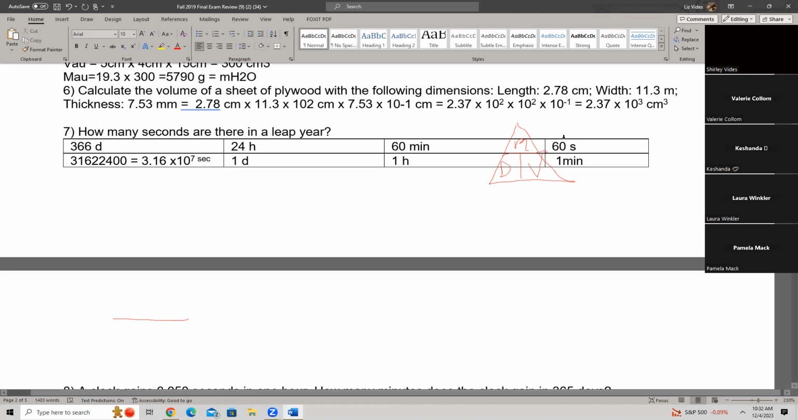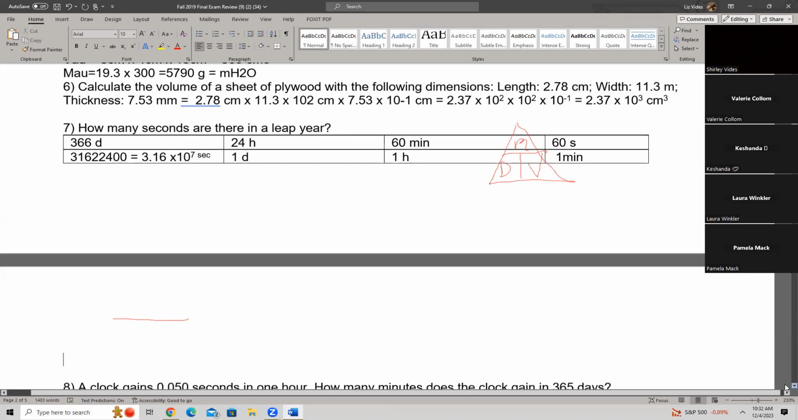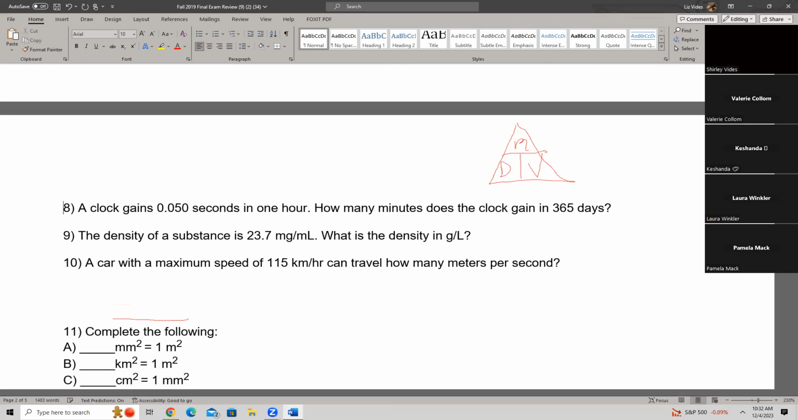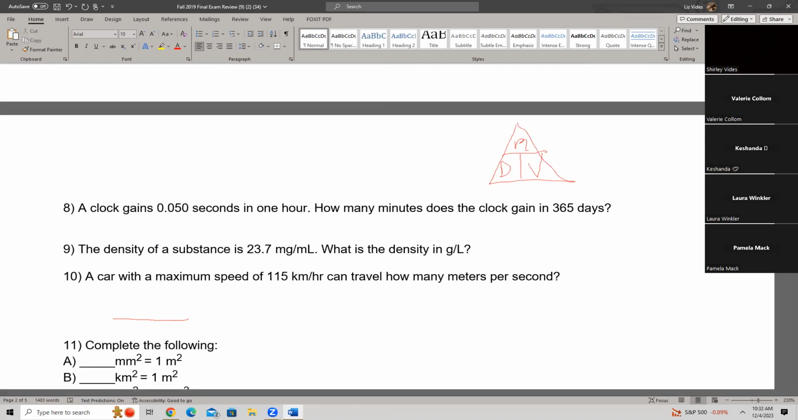Yes. Okay, so the next one's not gonna be so easy because it's a very weird question, but it's really neat at the same time. You notice it says a clock gains this many seconds in 1 hour. How many minutes does the clock gain in 365 days? So, okay, 365 days is where we want to go. And we need to change it to hours because the clock gains that much per hour, right? So we need to multiply that.